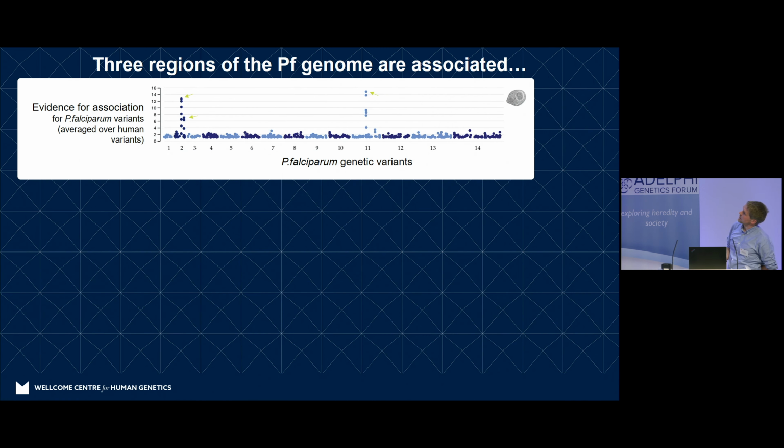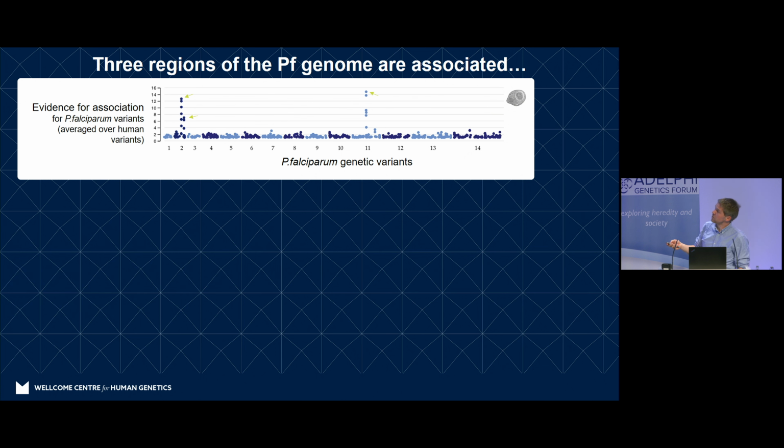Here's what the results look like. It's another Manhattan plot, now for the parasite genome. The parasite genome has 14 nuclear chromosomes stretched out here. Each point is a parasite genetic variant. The y-axis is evidence for association with one of our human genetic variants, averaged over them. And you can instantly see that we have signal right here. So three regions of the parasite genome have strong evidence for being associated, in these severe cases, with human genetic variation among the set that we discovered.